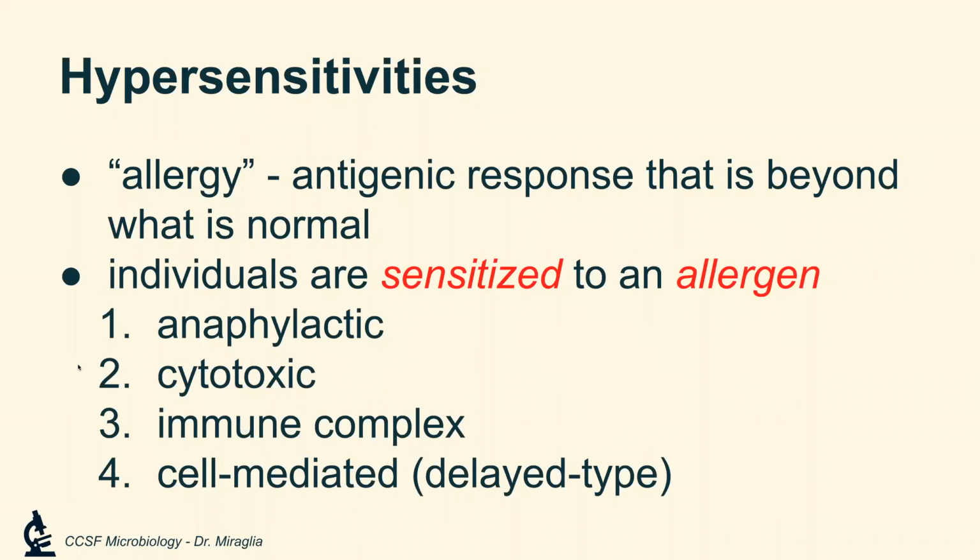Hypersensitivities are cases where your immune system becomes, let's just use the word, overly sensitive to something that isn't actually dangerous. And so we often refer to these as allergies. So it's an antigenic response that is an overreaction to what is needed. In order for a person to have a hypersensitivity, they need to become sensitized to some type of allergen. So we can talk about allergen. It's really an antigen that causes an allergic reaction. And there are, again, 4 different types, and we're going to talk about anaphylactic hypersensitivities as well as cell-mediated hypersensitivities.